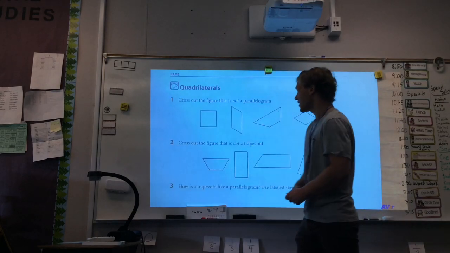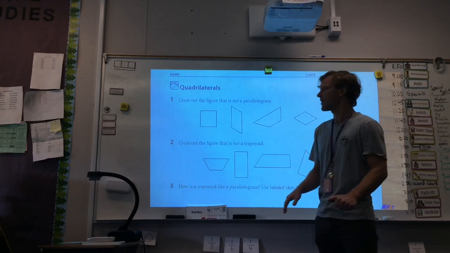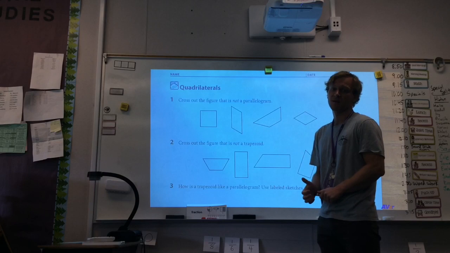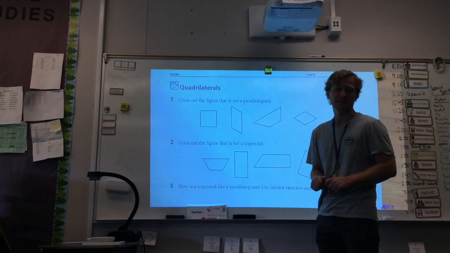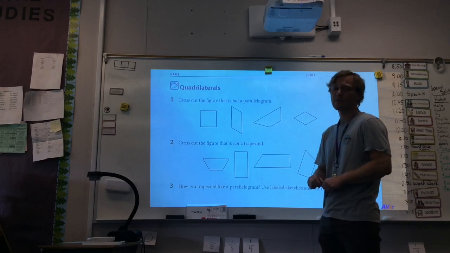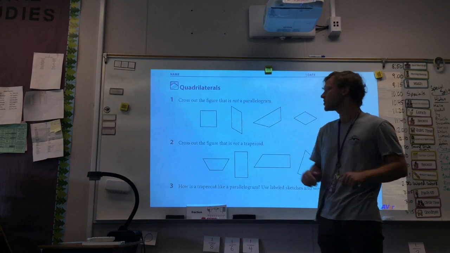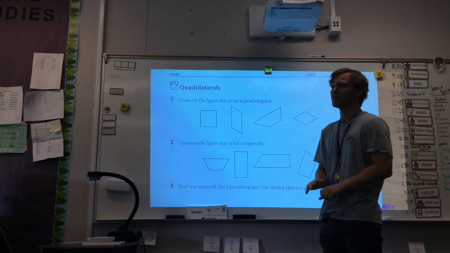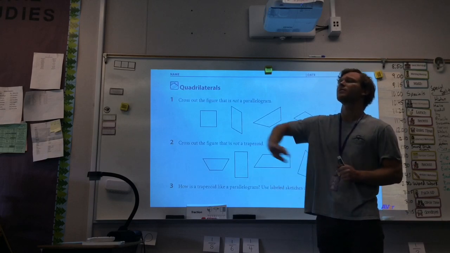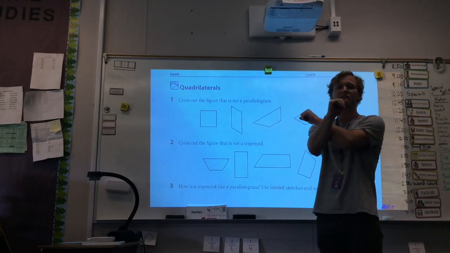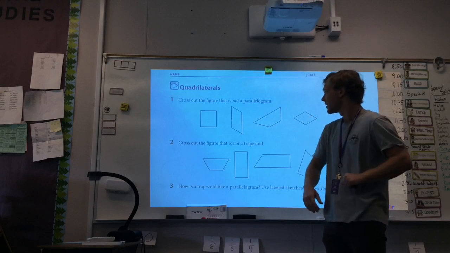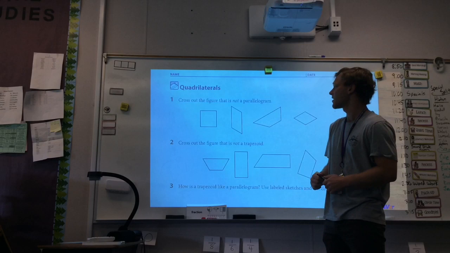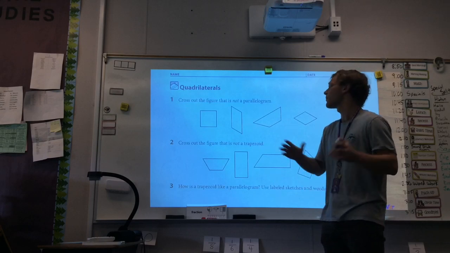Question 1. We need to cross out the figure that is not a parallelogram. Well, a parallelogram is a certain type of quadrilateral. It's a type of quadrilateral that has 2 opposing parallel sides. Parallel lines are lines that will never touch, even if you extended them to infinity. They're lines that would never intersect or cross, okay? So, a parallelogram has 2 sides that are parallel with one another, opposing.